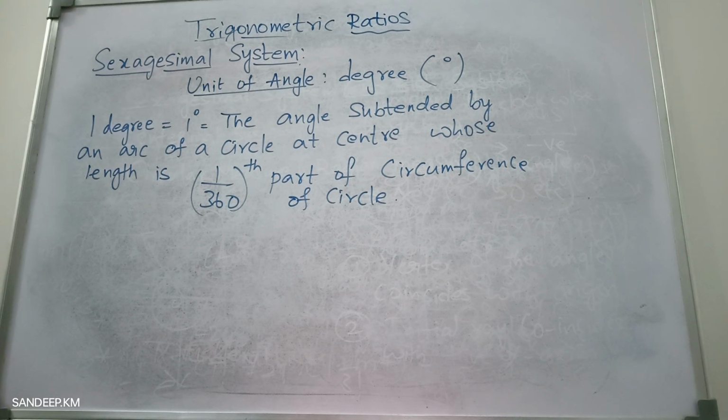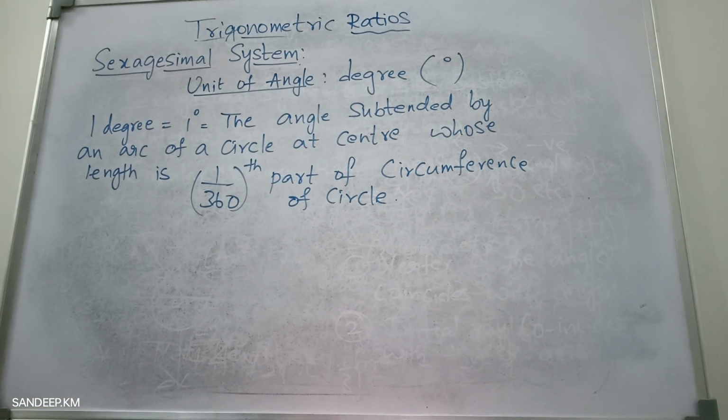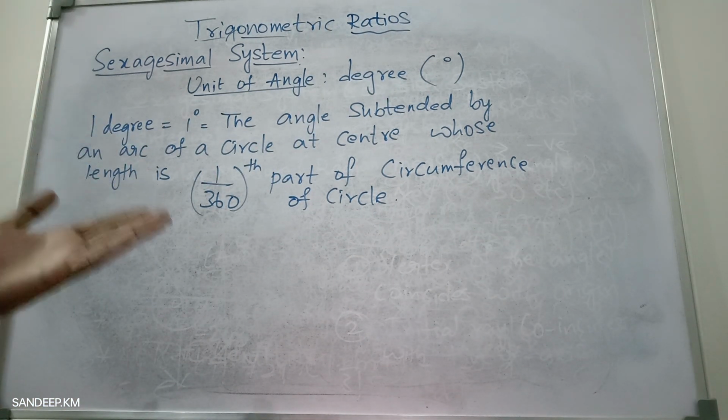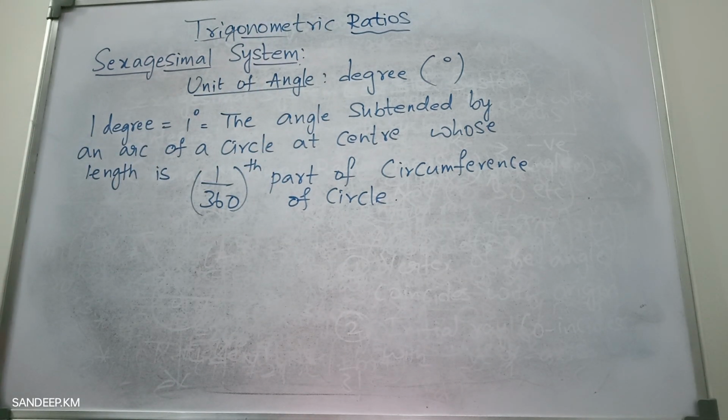In the first system, called the sexagesimal system, the unit of angle chosen is the degree. This is the degree symbol. Already all of you are familiar with it since your 6th or 7th standard classes. You are familiar with the angle measurement degree. So what is 1 degree and how do you define 1 degree?